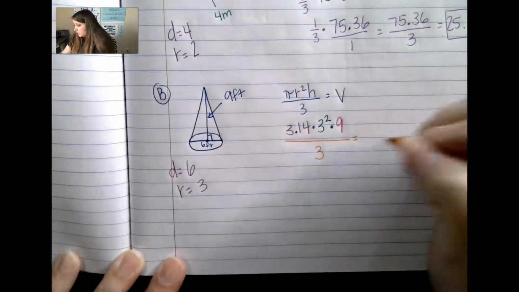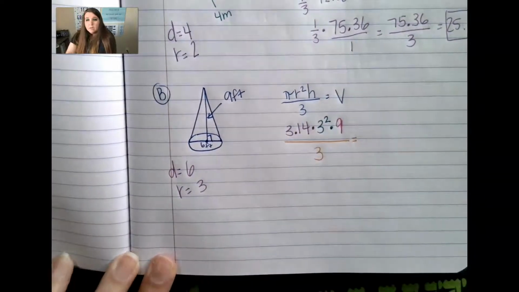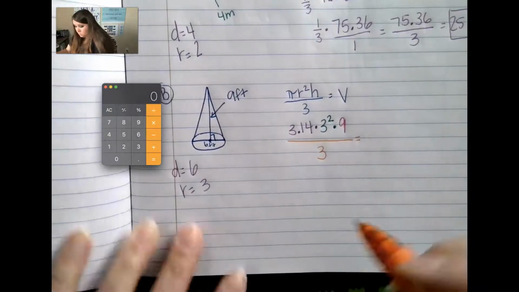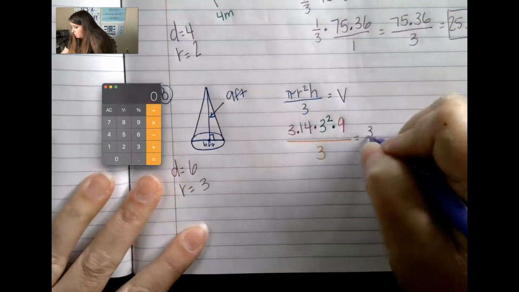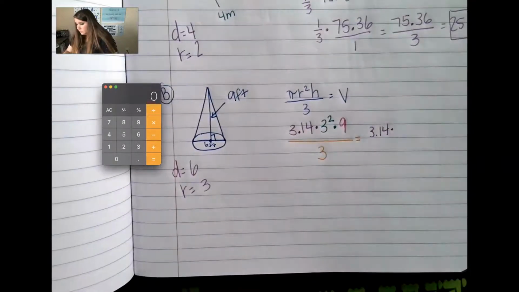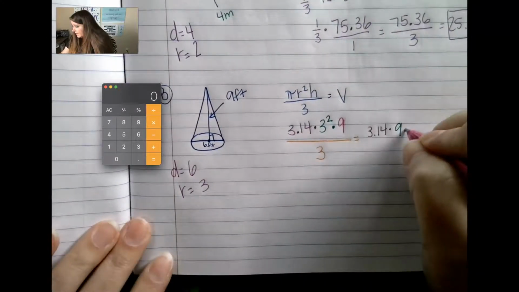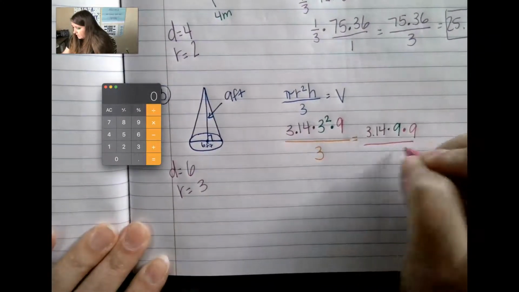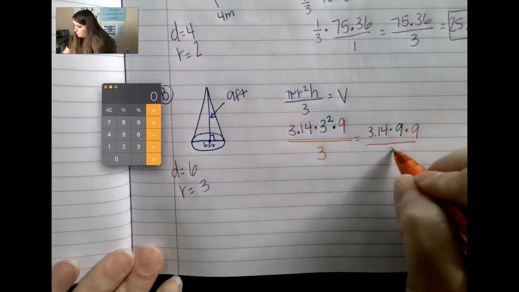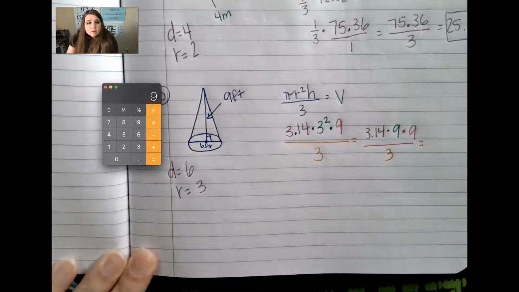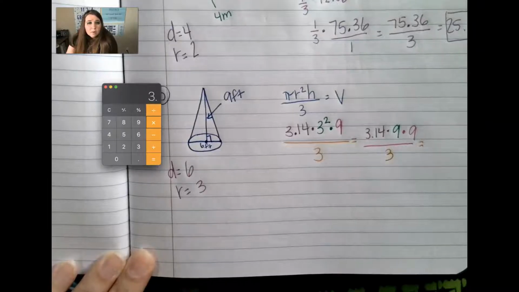Okay, so let's solve the top first. We know 3 times 3, or 3 squared, is the same thing as 9. So we have 3.14 times 3 squared, which is 9, times our 9 for our height. Divide that by 3. So our total here is 9 times 9 is 81 times 3.14.